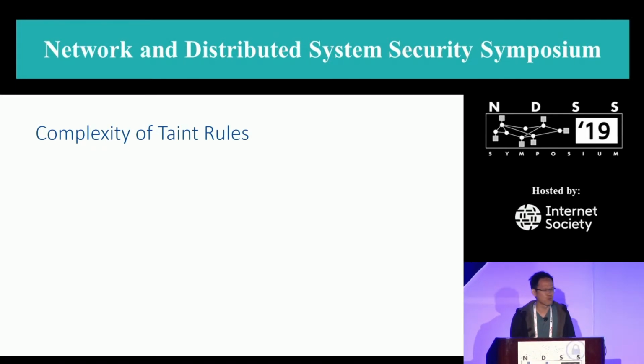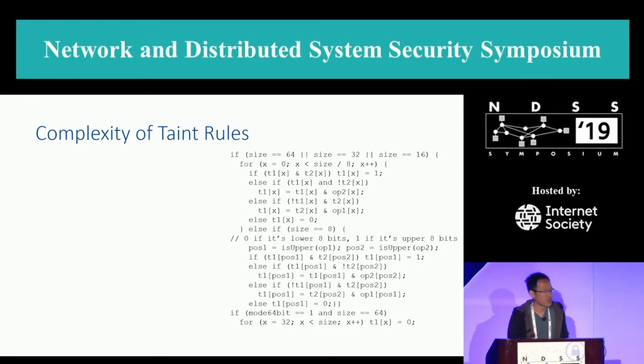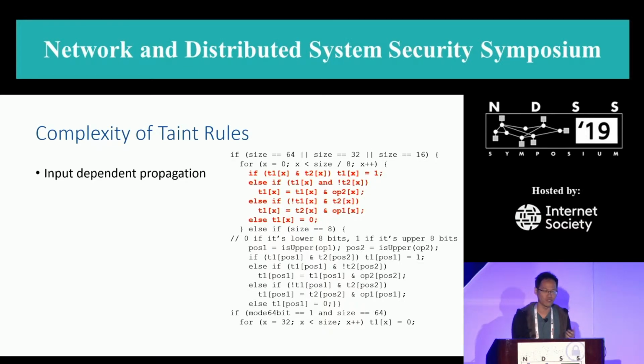So why is writing a rule such a complicated affair? What we have on screen here is an excerpt of an actual rule for this AND instruction. It looks kind of complicated, so you don't have to read it. The reason it's so complicated is that in the rule, we have to deal with input-dependent propagation, like what I mentioned previously.